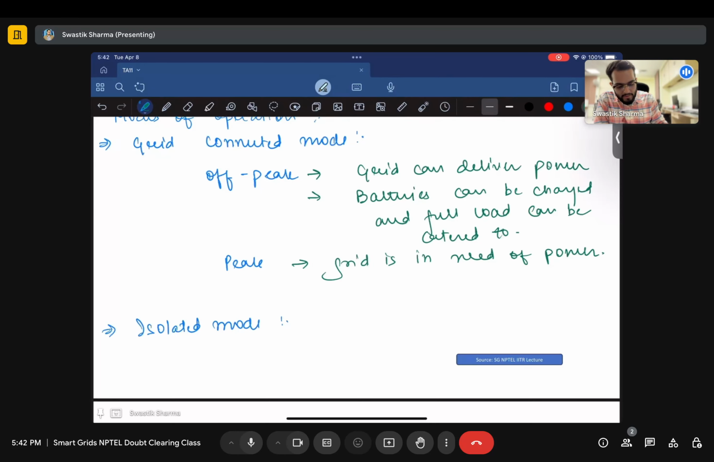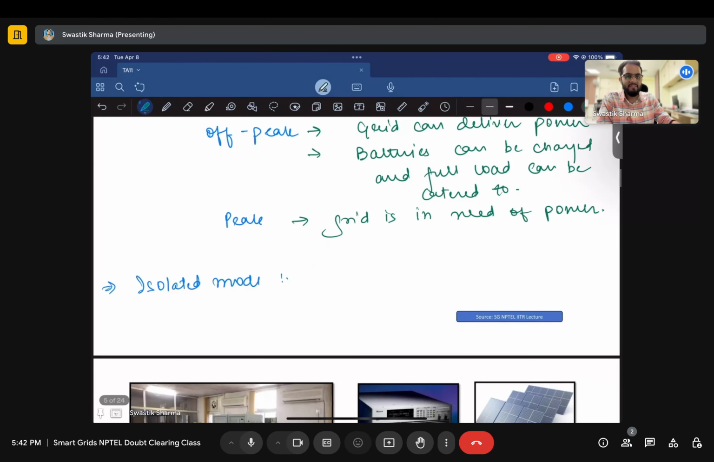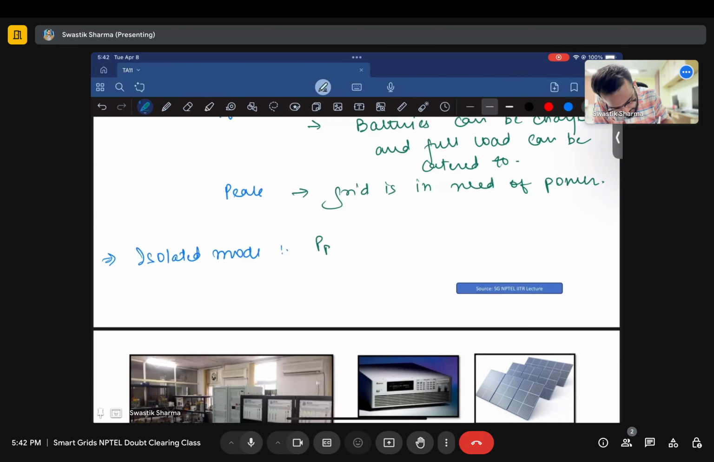And isolated mode means the grid is no longer available, and if the grid is no longer available, you have to check if you have sufficient generation available or not, right? So you check if PPV is less than PL. So if your generation is less than load and your SOC battery is also less, I won't set a limit, I'll just say it is low, or critically low.